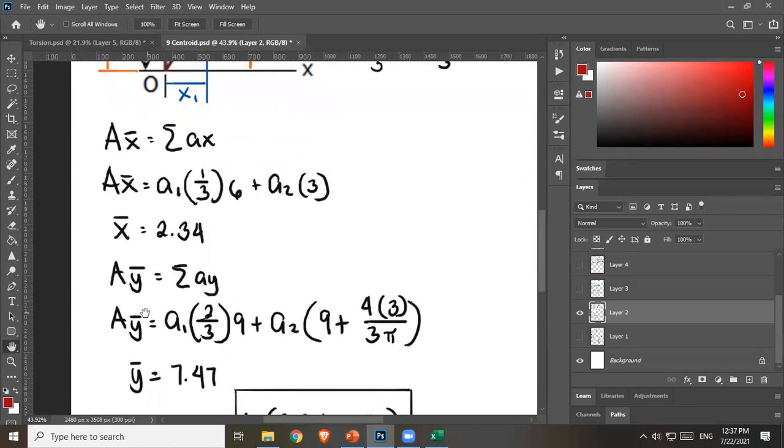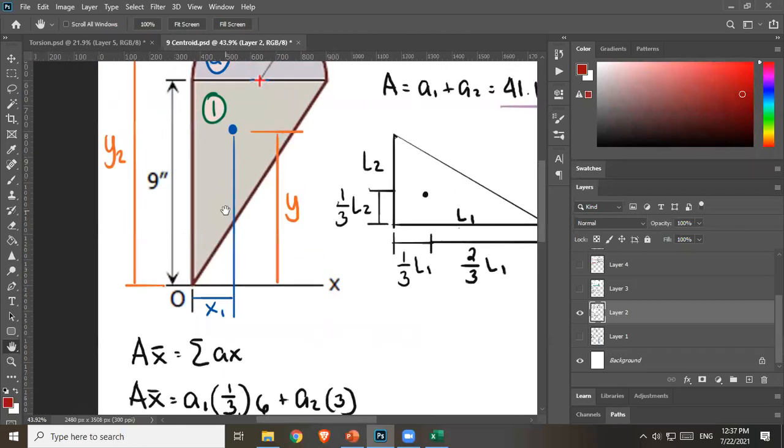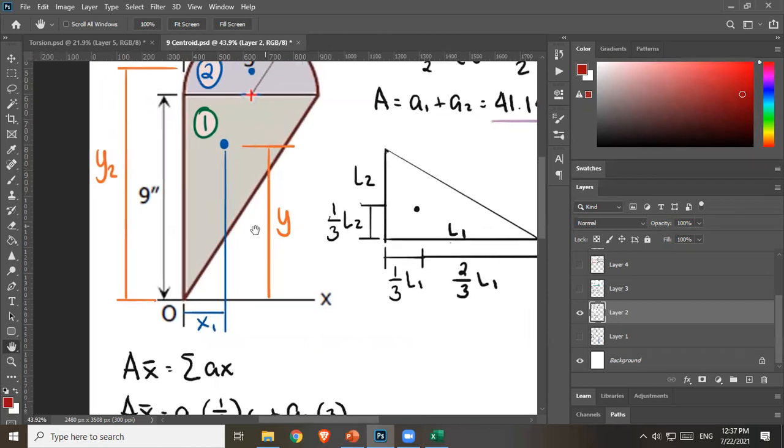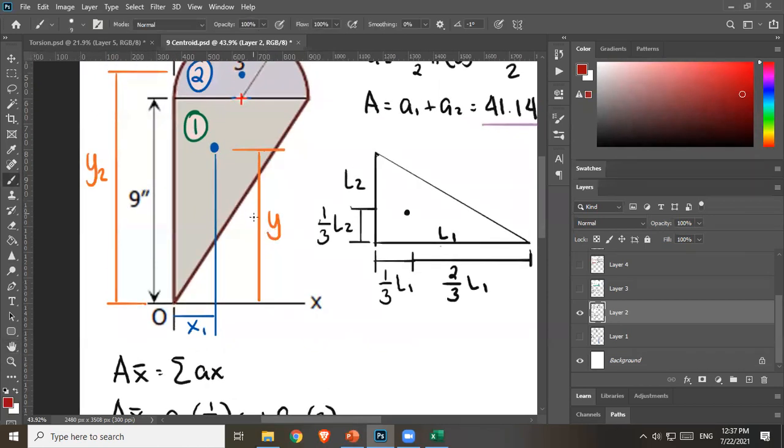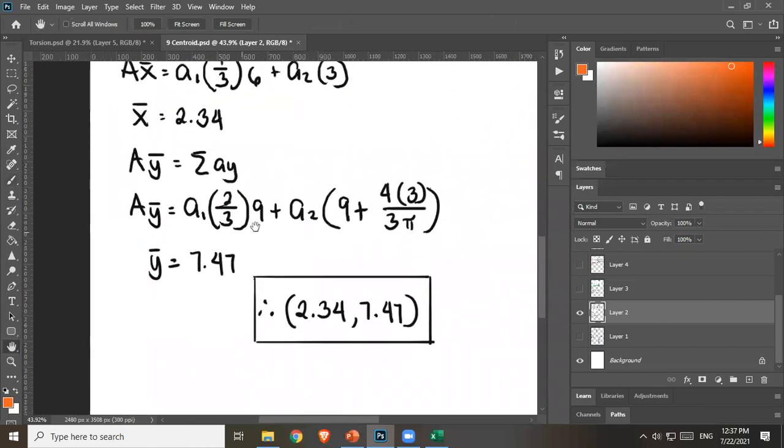Next, let's do the same for y. So A y bar is summation of Ay. So we'll begin again with A1. So y bar is the distance from your x-axis. Okay, let's start. So this is your triangle. Again, this is where the centroid is. So distance from your x-axis, this is your y bar. So again, looking at that length, that's actually the length from your point. Length from a point is 2/3 L, and L is 9. So 2/3 along this direction, again, which is 9. That's why this is 2/3 9.